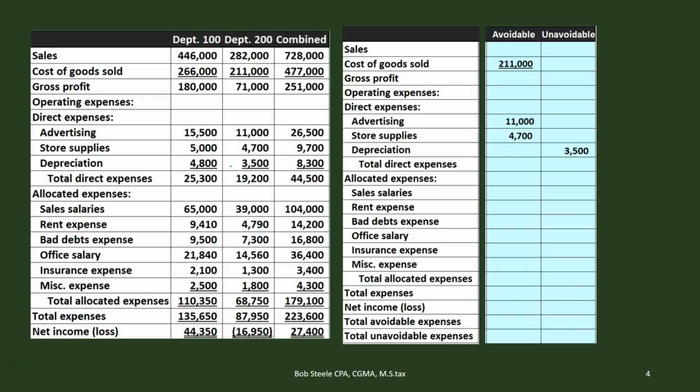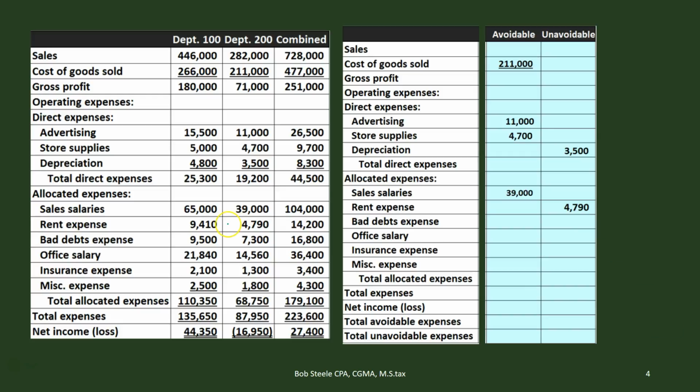That's one of those things that, if it was depreciation on that warehouse, we just applied that to Department 200 based on some type of ratio. If we eliminate the department, the depreciation doesn't go away. It's just going to be reallocated to Department 100 or some other location. And then we've got the sales salary. If we eliminate the department, we're going to say that is something we can avoid. We can eliminate it with the elimination of the department.